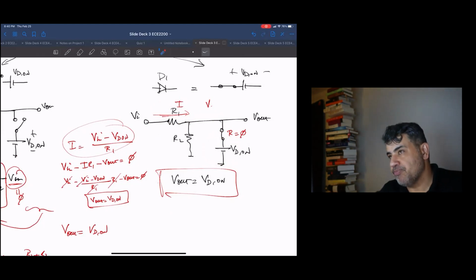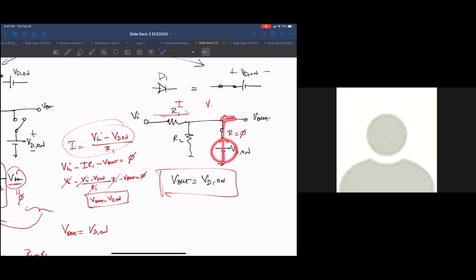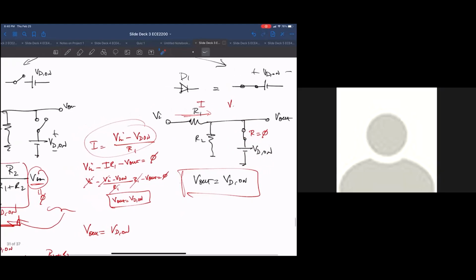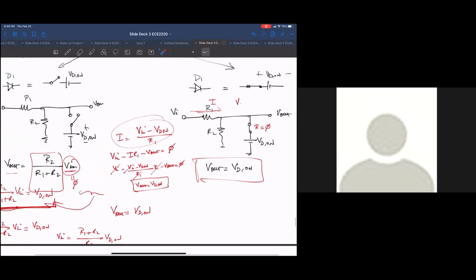So whenever I see a voltage source hooked up straight to a point, I just say, man, that's it right there. I'll keep that in mind when I do the homework. Okay.